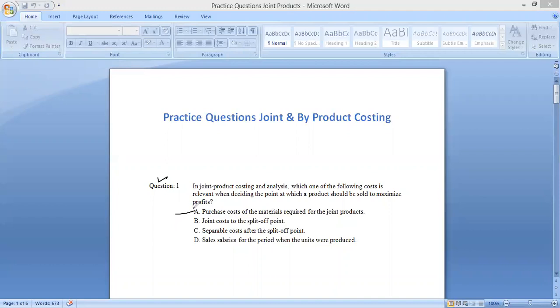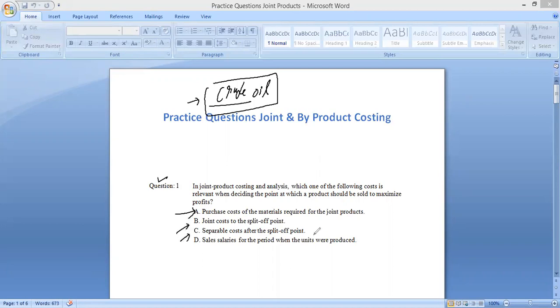Let's talk about the first option: purchase cost of the materials required for joint products. See students, we talked last time about crude oil. We said that crude oil can be the input to manufacture various products which we are producing jointly. So the cost of crude oil will be the joint cost, which we consider as some sort of sunk cost. So the decision will not be made on the basis of this one. Joint cost to the split-off point, that's also a sunk cost.